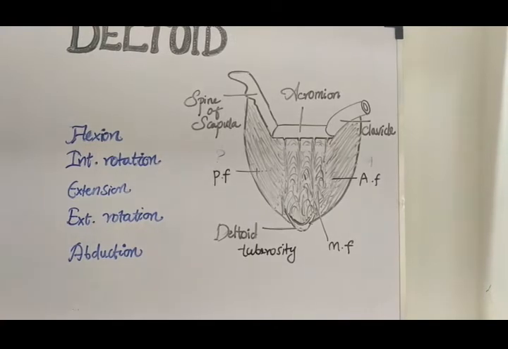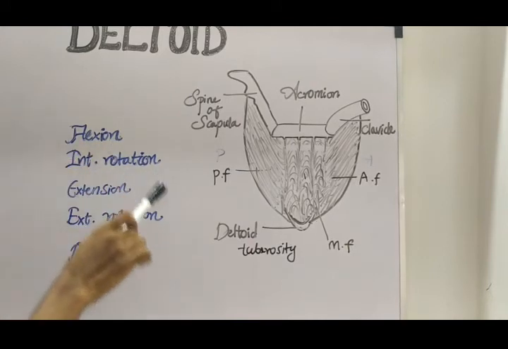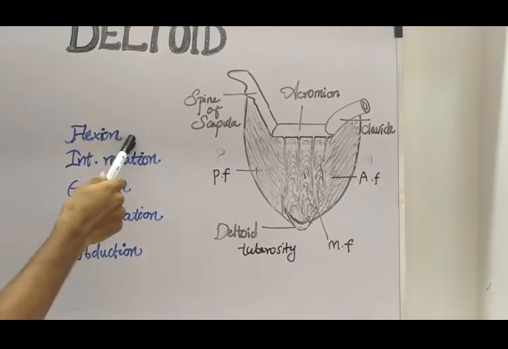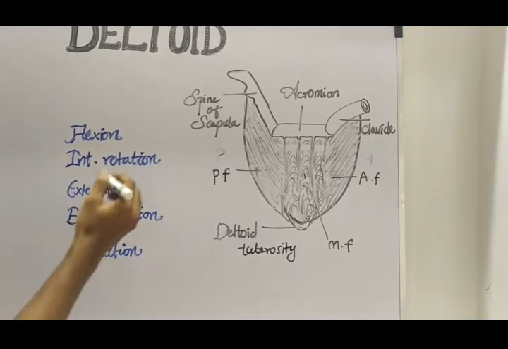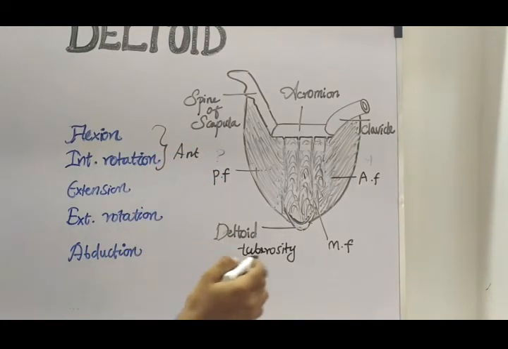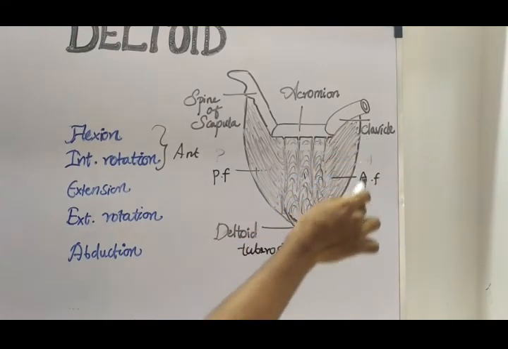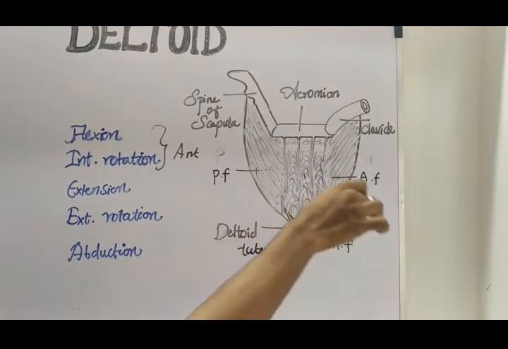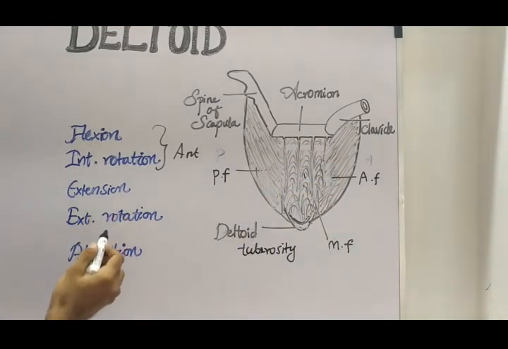Now we are going to see the action of this deltoid muscle. These are all the overall movements done by this muscle: flexion, internal rotation, extension, external rotation, and abduction. So let's see in detail. The first two movements, flexion and internal rotation, are done by the anterior fibers of the deltoid. So these anterior fibers, which come from the clavicle, flex the arm and internally or medially rotate the shoulder joint.